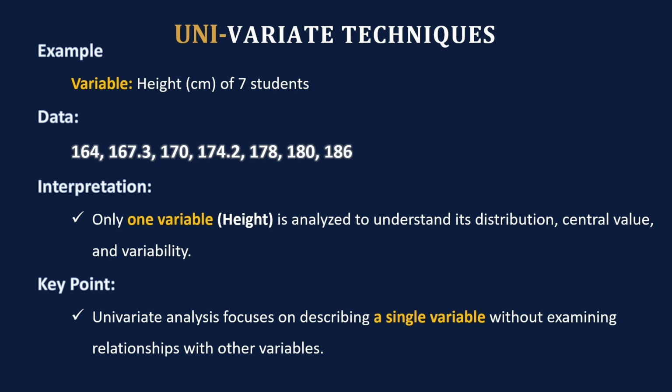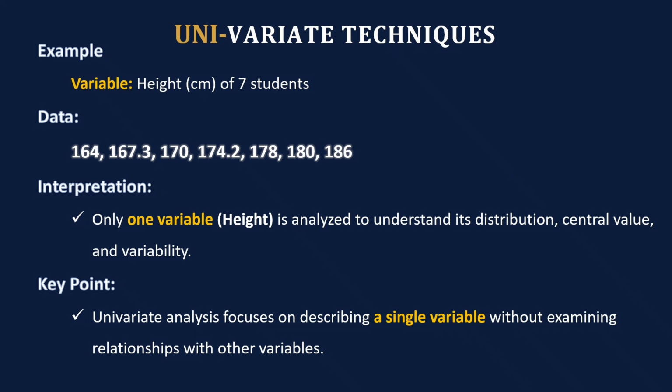Using this data, we can answer questions like what is the average height of the students, what is the minimum and maximum height, or how much variation is involved in this height. To answer these questions, we can calculate measures like mean, median, mode, or even range, variance, or standard deviation. So therefore, this is a classic example of univariate analysis.